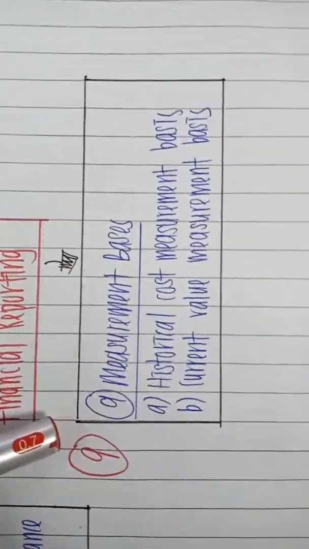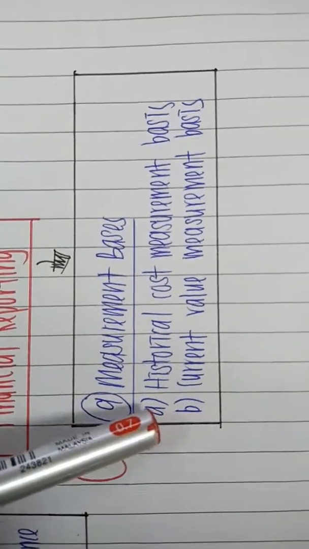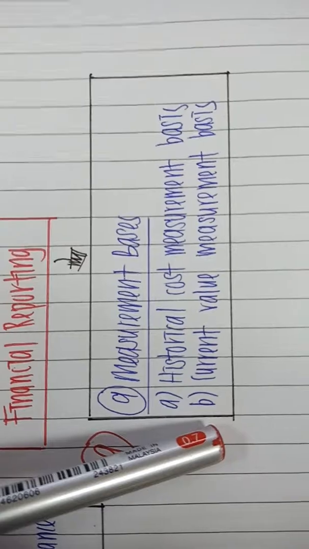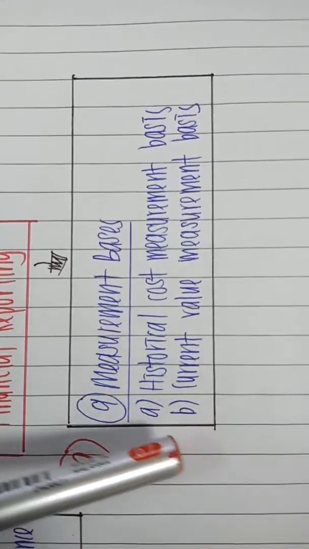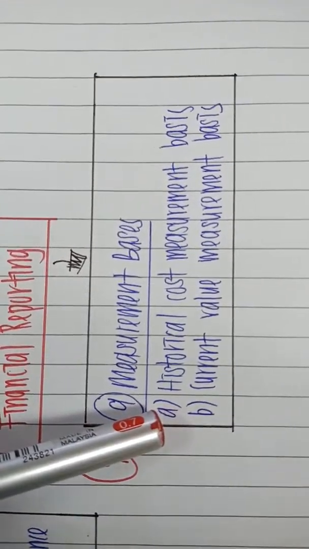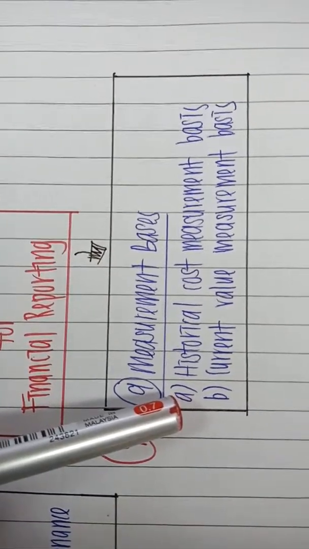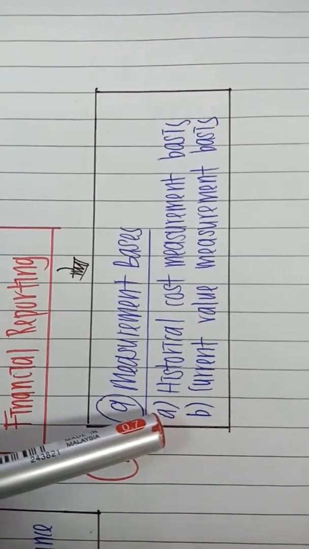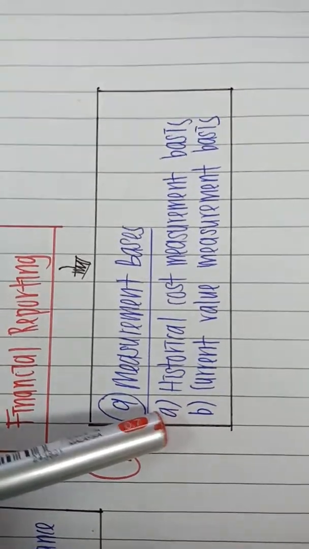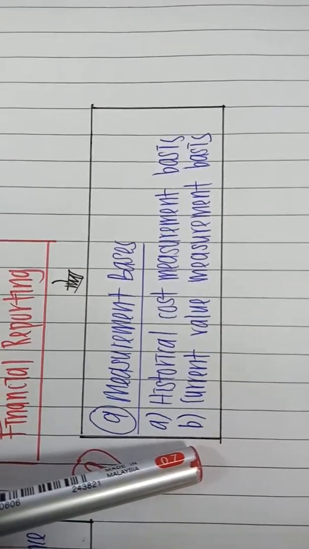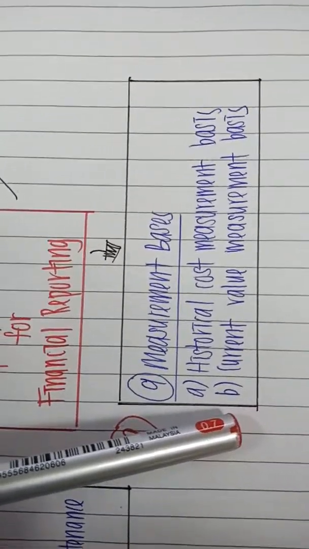Measurement basis has two bases. The first one is the historical cost measurement basis, and the second one is the current value measurement basis. Historical cost measurement basis is derived from the historical price of the transaction or event, and the current value measurement basis provides information about elements using information updated to reflect conditions at the measurement date.